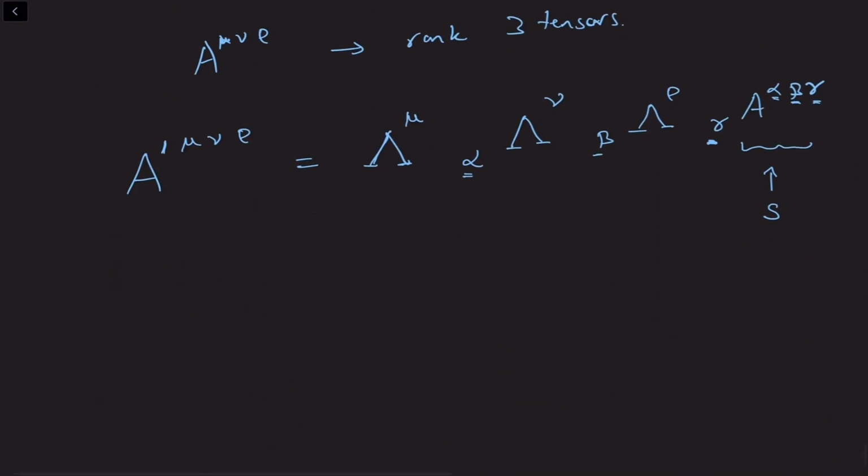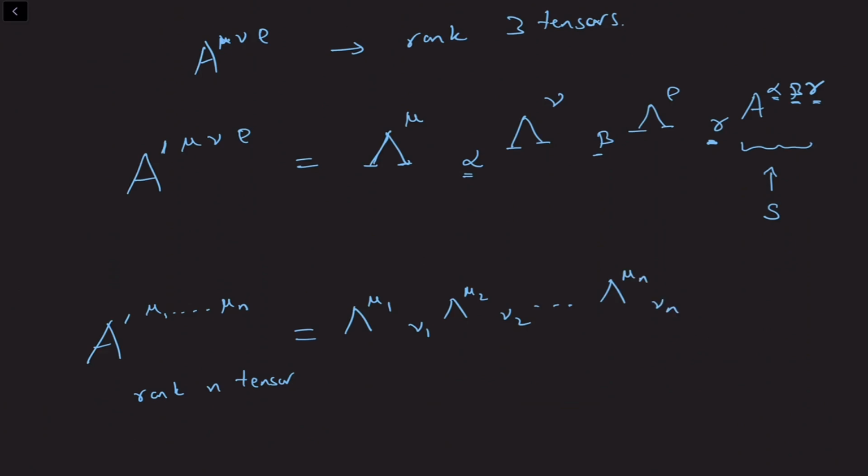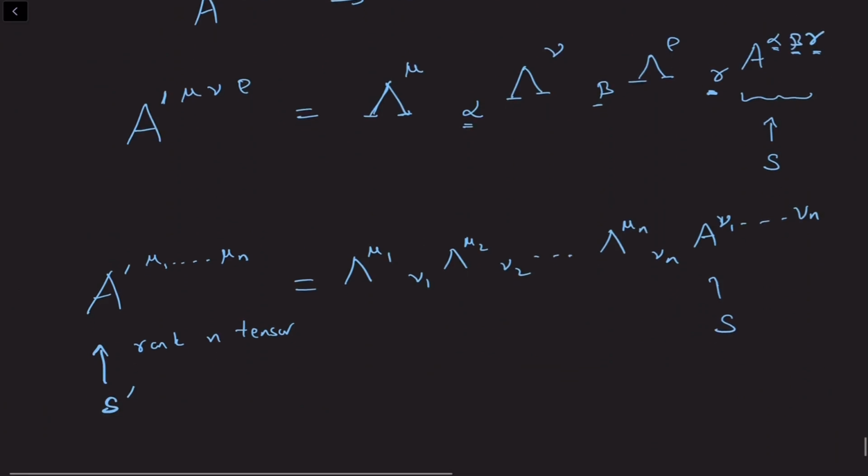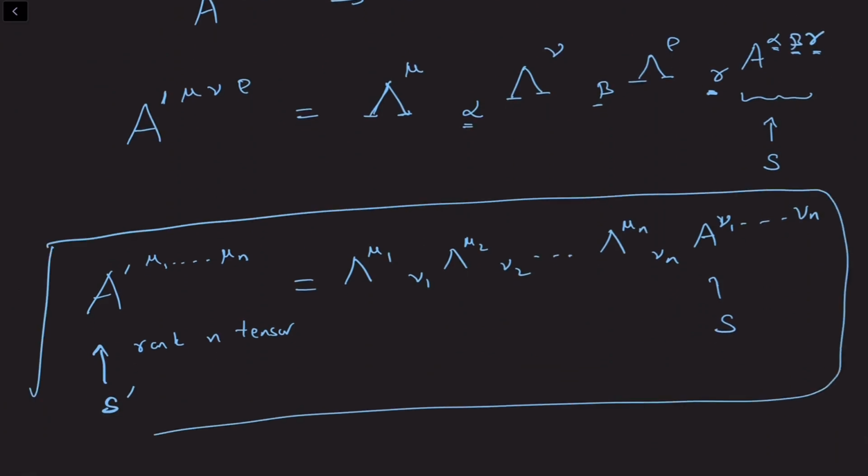And so the most general rank n tensor that I can write down is something like this. So A' mu1 to mu n. This is a rank n tensor. And this transforms in the following way: lambda mu1 nu1, lambda mu2 nu2, lambda mu n nu n, A nu1 to nu n. Okay. So this is the same rank n tensor in frame S. This is the same rank n tensor in frame S prime, where the frames S and S prime are related either through a Lorentz boost or a rotation. That is, they're related by any element of the Lorentz group, any matrix lambda of the Lorentz group.